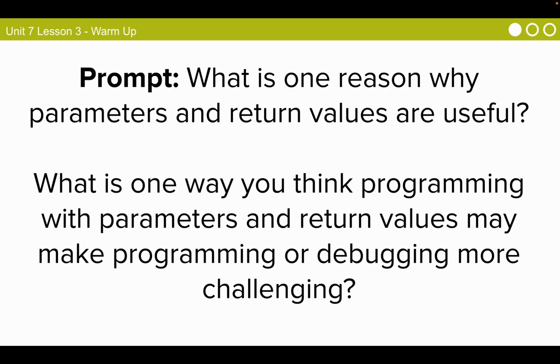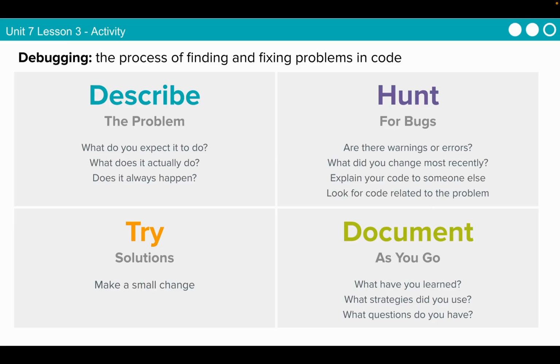So, parameters and return values allow us to write code that is neater and works in a larger number of scenarios. We're going to have to practice reading, writing, and debugging code like this, however, because it works a little differently than the programs we've gotten used to writing. So, let's go ahead and get started. Quick reminder about debugging. It is the process of finding and fixing problems in the code. So describe the problem, hunt for the bugs, document as you go, and try solutions, make small changes, okay?